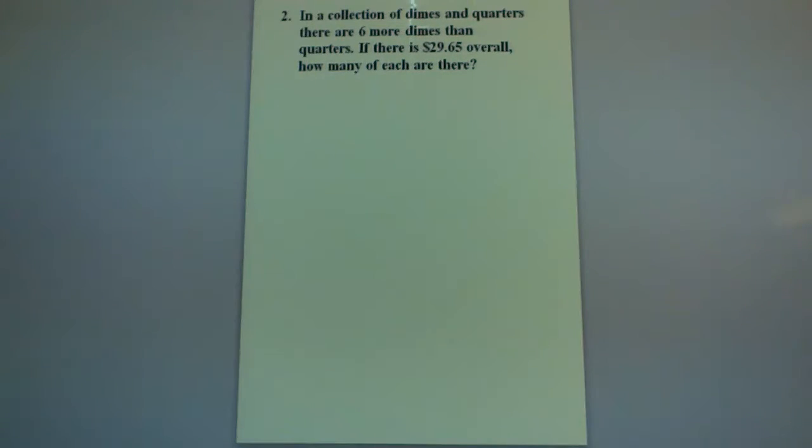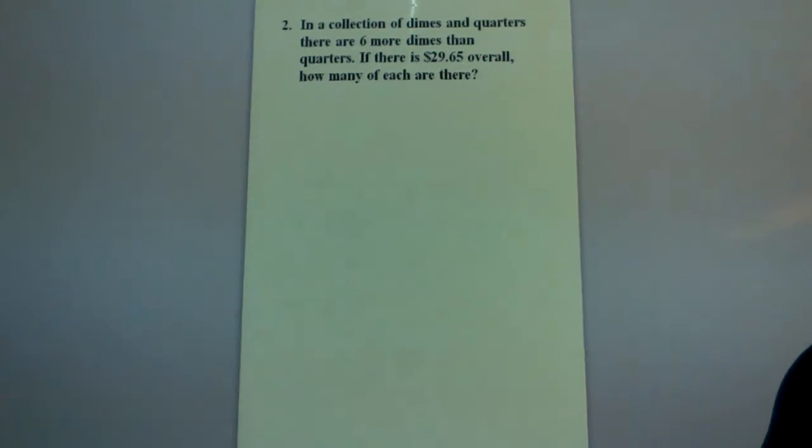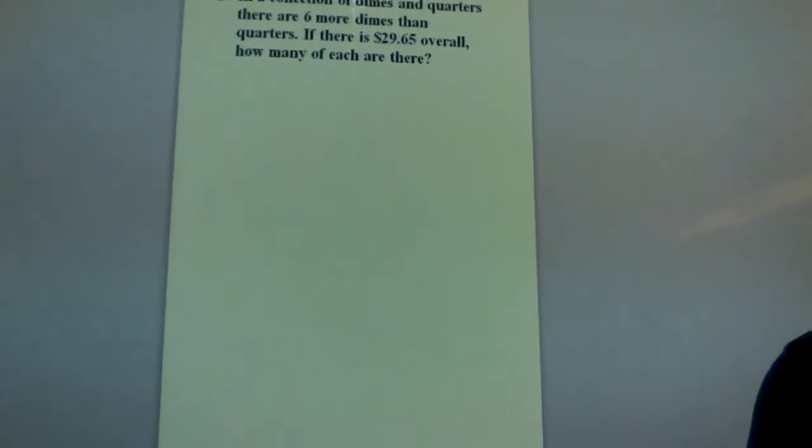Okay, number 2. In a collection of dimes and quarters, there are 6 more dimes than quarters. If there is $29.65 overall, how many of each are there?